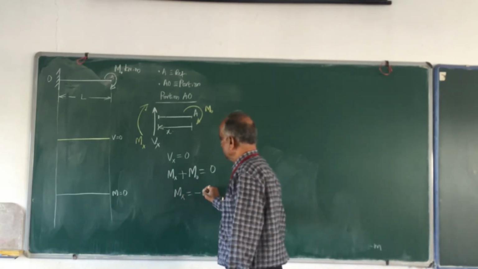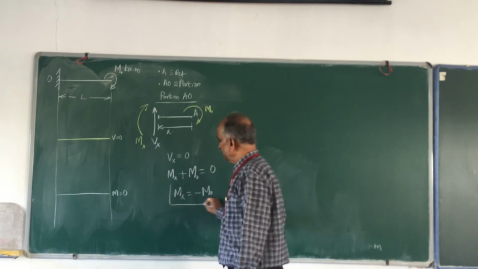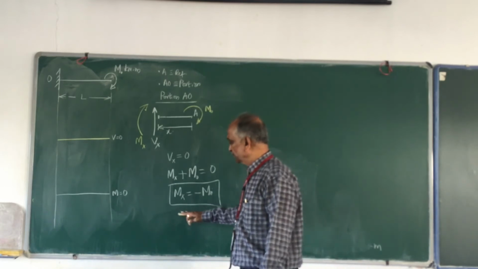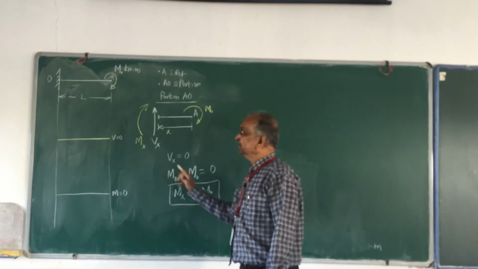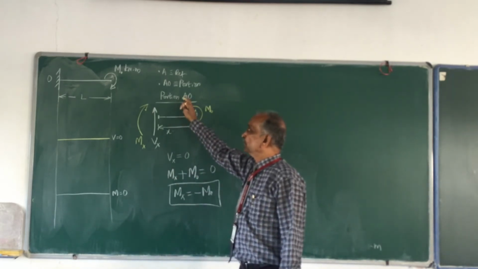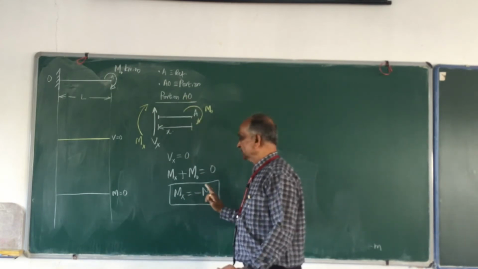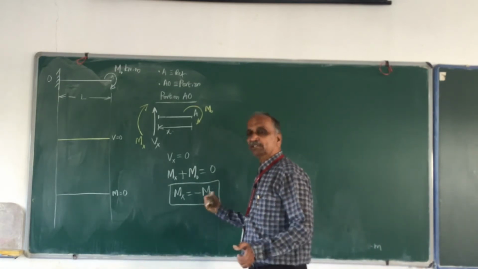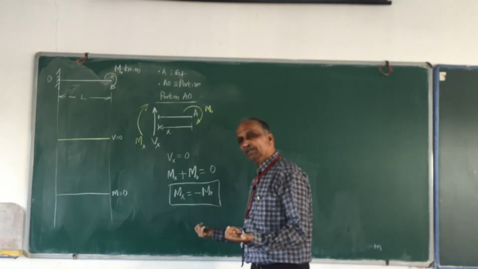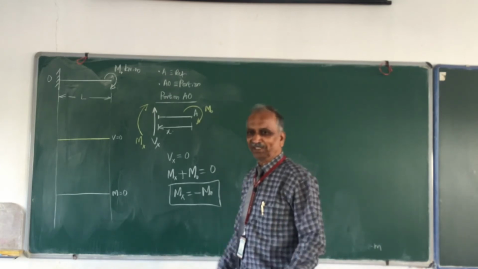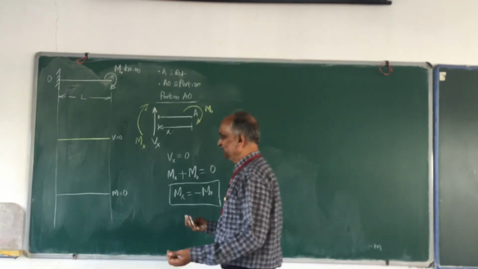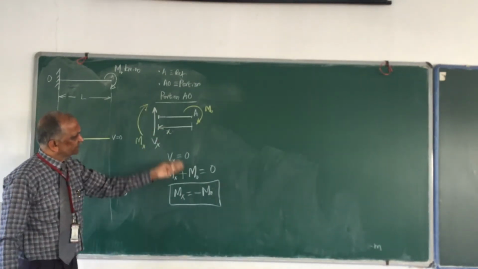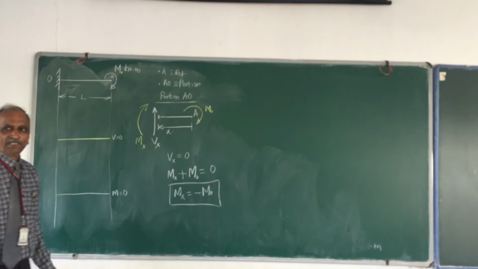Mx is minus M0. And I don't have an x on the right hand side. What is your first observation? The bending moment in the portion AO is constant because on the right hand side you don't have an x term. Okay, so it is constant. When it is constant, there is no question of variation, etc. Then you can easily draw it. So what is the bending moment? In the entire portion it is constant. How much? It is minus M0.